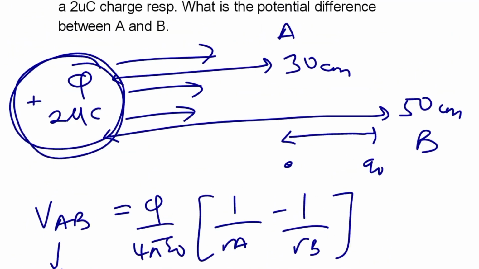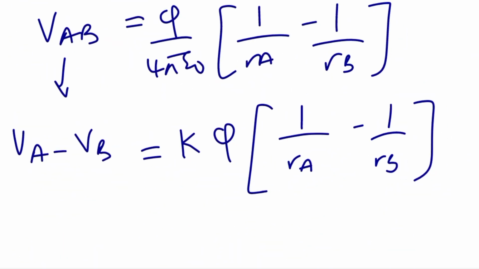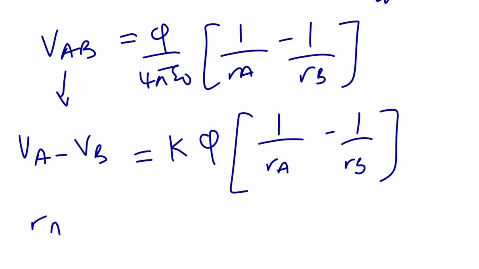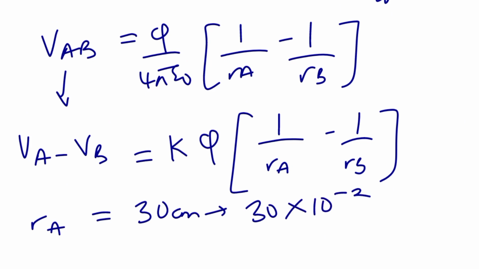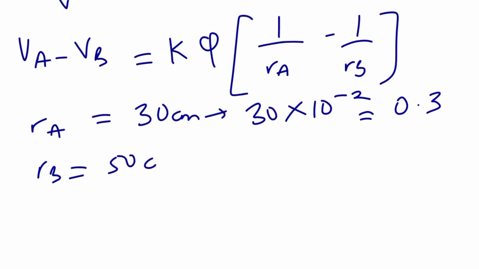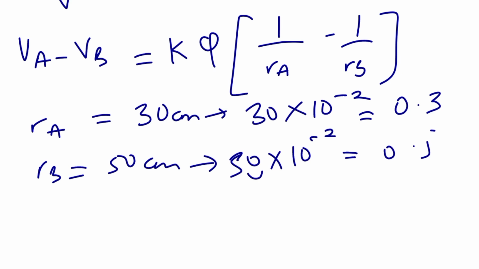Now we can see that RA is 30 centimeter. We can change it to meter by saying 30 times 10 to the power of -2, which gives a value of 0.3. And RB equals 50 centimeter. If we convert it to meter, it will be 50 times 10 to the power of -2, which is equal to 0.5 meter, because you just move the point two places.